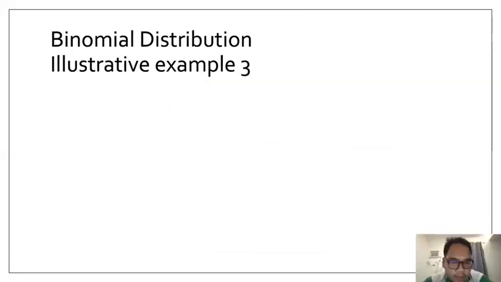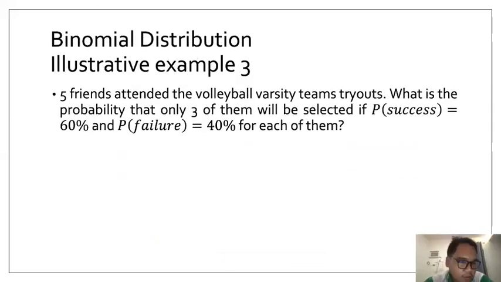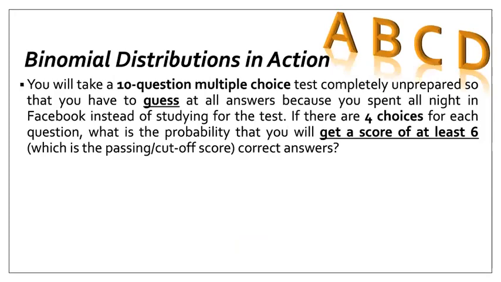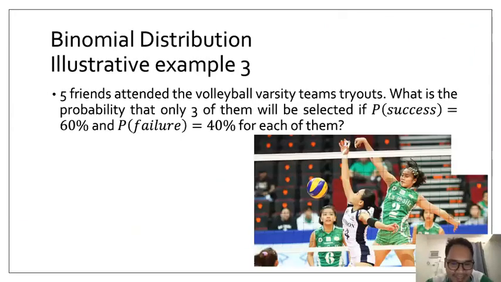We have here another example, well, enough with basketball, let's use volleyball this time. So we have 5 friends who attended the volleyball varsity team's tryouts, and we want to determine the probability that only 3 of them will be selected. If the probability of success is 60%, the failure, of course, is the complement, which is 40%. And we are interested to determine the probability that 3 of the friends will be successful and can be part of the volleyball varsity team.